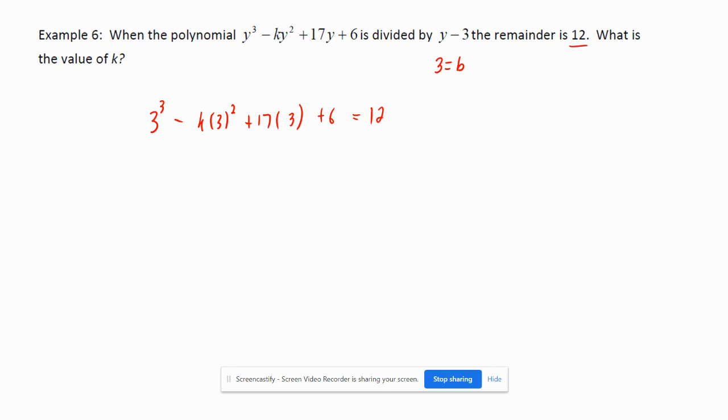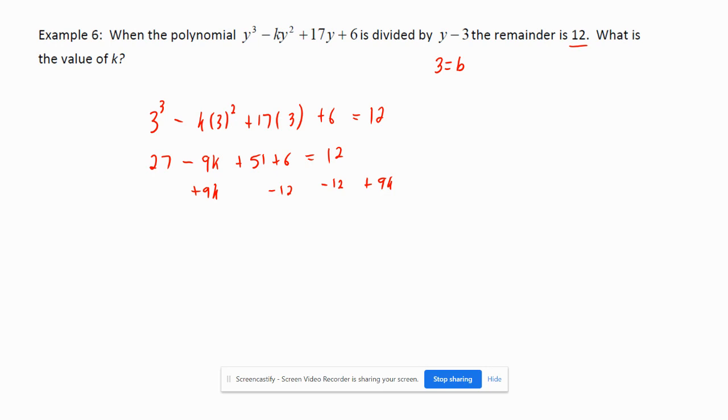Okay, and there's a bit of algebra. Let's solve for this k. So 3 cubed is 27. 3 squared is 9k. 17 times 3 is 51, plus 6 equals 12. So I'm going to get k by itself now. I'm adding 9k to both sides, and I'm subtracting 12 from both sides here.